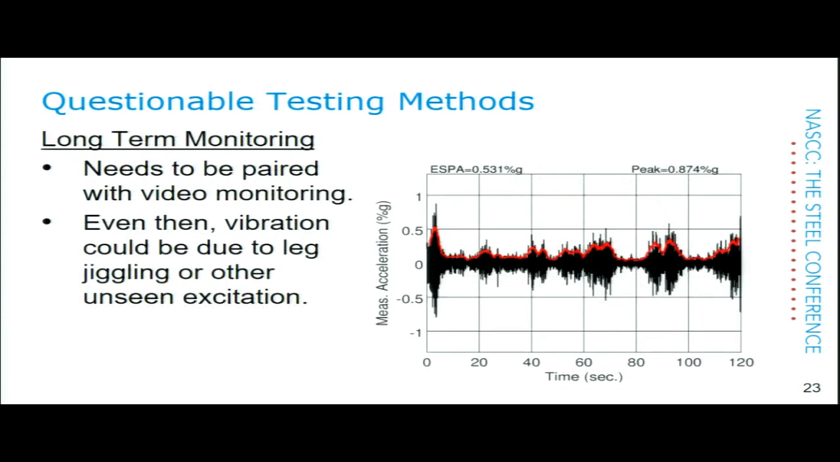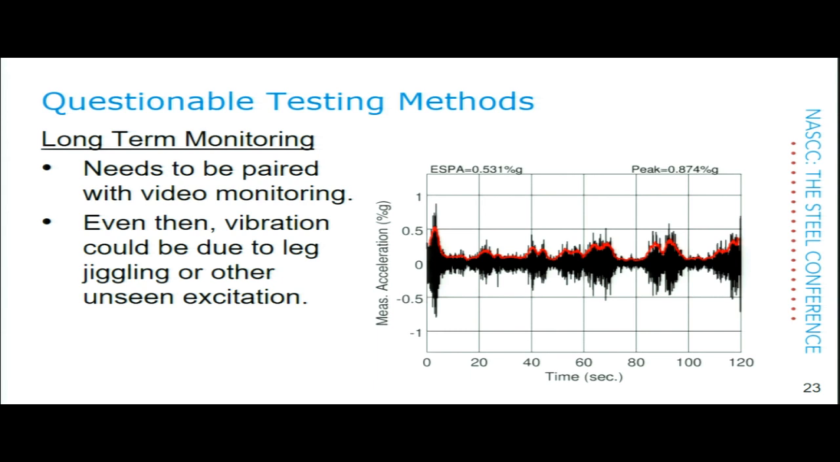Okay, next, long-term monitoring. I think this has some potential, but there are some things we have to be aware of, and some things that we need to caution you about. First, these really need to be paired with video monitoring so that you know what caused the vibration events. You can see on the right a 2-minute chunk of a long-term monitoring record, and we can look at those and kind of guess at what caused them, but we're not really sure of these individual events. So we really need video monitoring there.